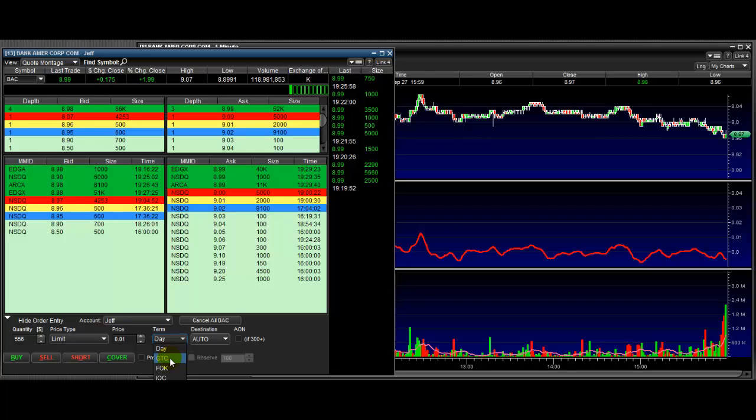For 60 days. It'll stay in the queue for 60 days. After 60 days, it'll be dropped. And then fill or kill, again, is very similar to immediate or cancel order. Those are very quick. If they don't happen within 10 to 15 seconds, check with your broker. I'm not sure which one yours uses, but within a very short period of time it just cancels the order. So those are your terms.